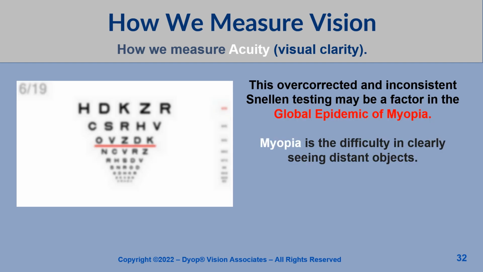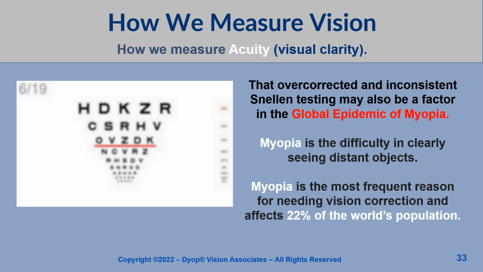This overcorrected and inconsistent Snellen testing may be a factor in the global epidemic of myopia. Myopia is the difficulty in clearly seeing distant objects. Myopia is the most frequent reason for needing vision correction and affects 22% of the world's population.